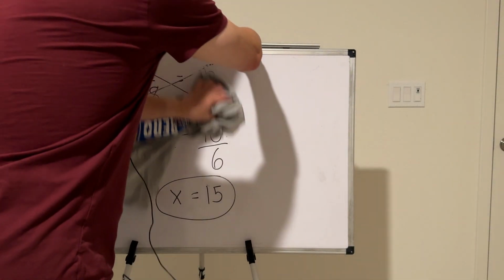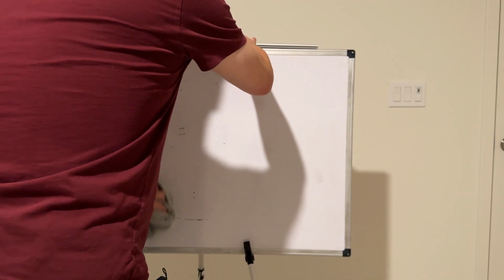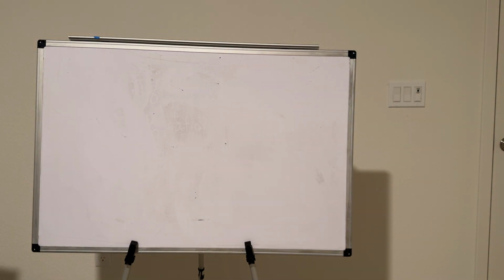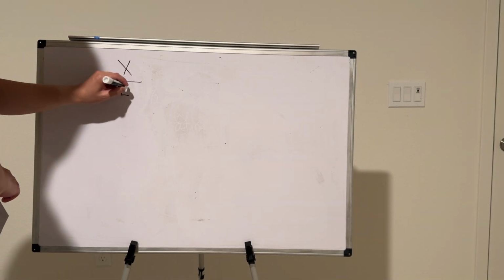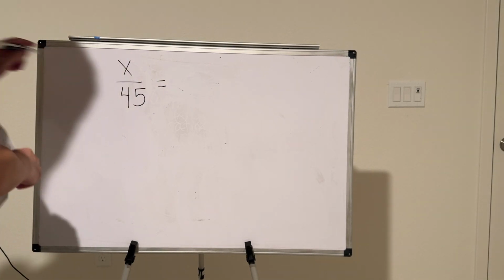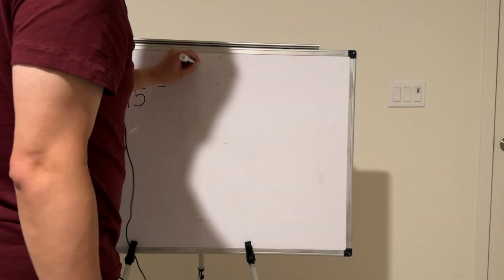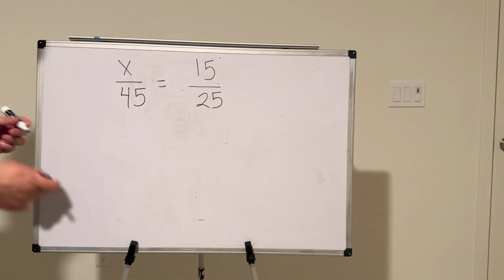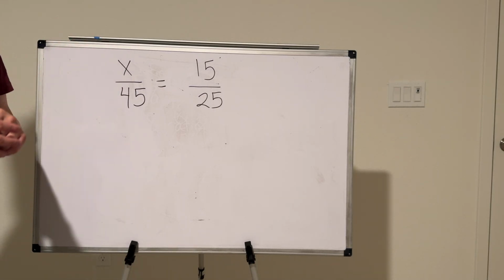Let's go through a second example. We've got x over 45 is equal to 15 over 25.